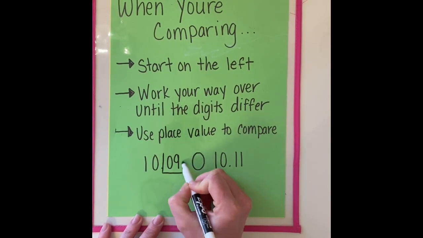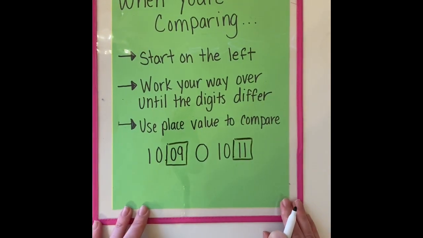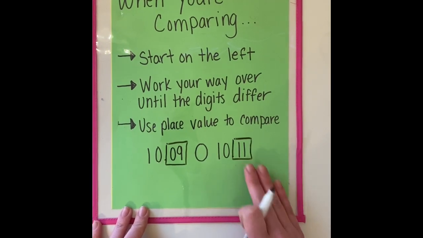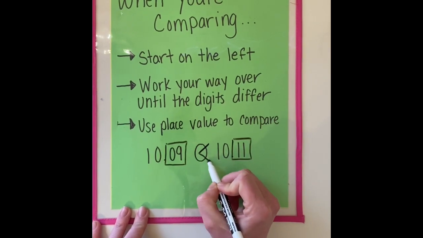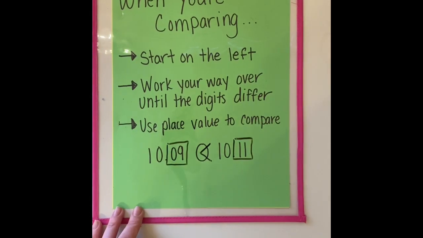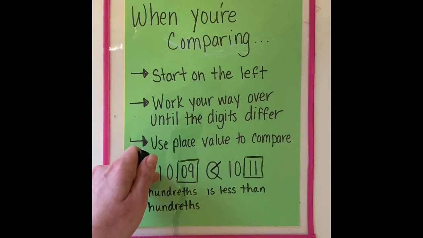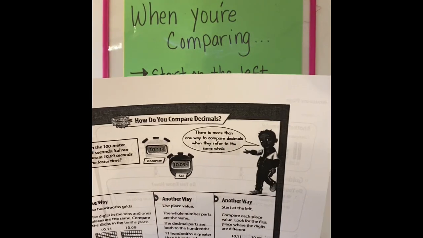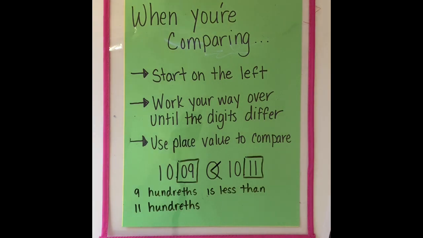So if you were to just look at this separately, what you have after the decimal point, you have 2 digits there. So compare the number 9 to the number 11. 11 is greater than 9, therefore 10 and 9 hundredths is less than 10 and 11 hundredths. So since 9 is less than 11, 9 hundredths is less than 11 hundredths, we can say that this decimal is the lesser of the two. Therefore, who had the faster time? Sal had the faster time with 10 and 9 hundredths.